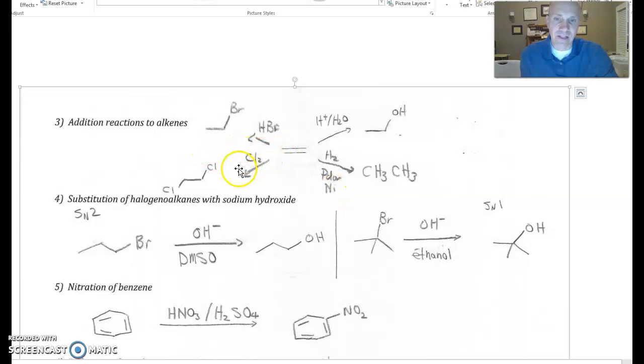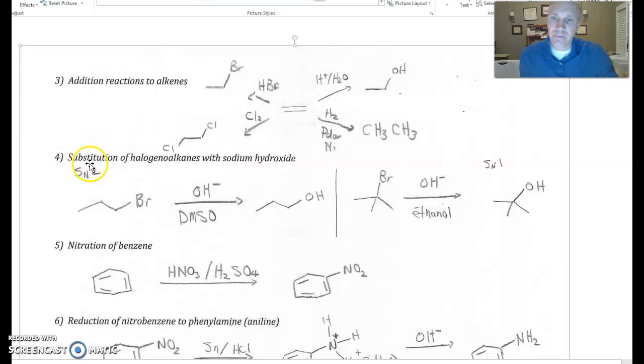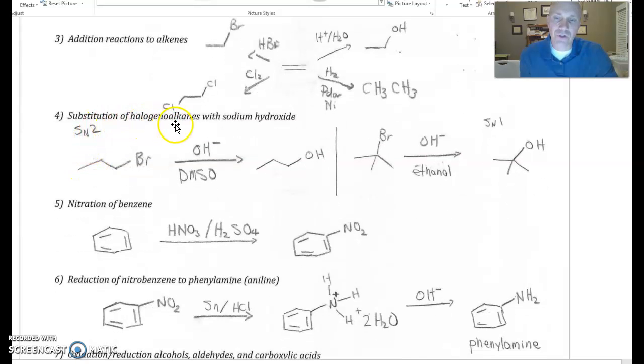This would be halogenation, and this would be hydrohalogenation. All right. So, you're also responsible for substitution reactions with sodium hydroxide.